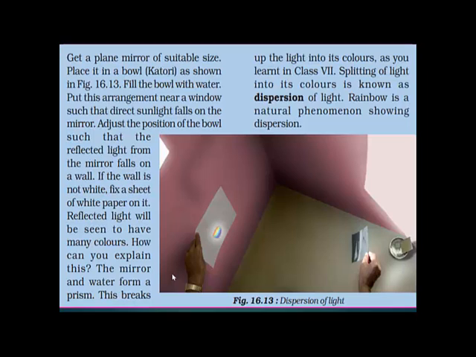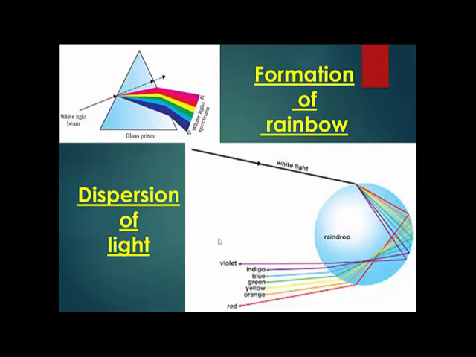But for the 7 colors, what is important is you should have sunlight which is falling. So see what is happening here. There is a window. From that window, white light is coming, falling on this water here, and from there it is falling on this white sheet. We are using the same physics law of dispersion of light in a rainbow. So formation of a rainbow is nothing but the application of this dispersion of light.